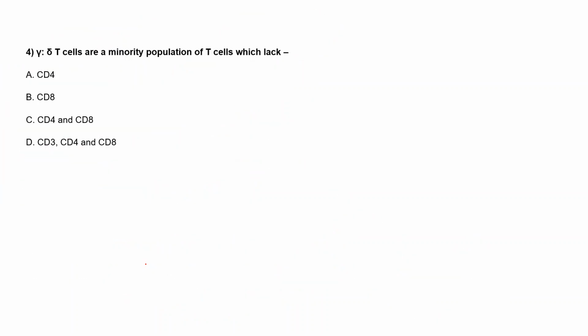So now moving to the fourth question: gamma delta T cells are a minority population of T cells and which lack which receptor? Option A is CD4, option B is CD8, option C is CD4 and CD8, option D is CD3, CD4 and CD8.